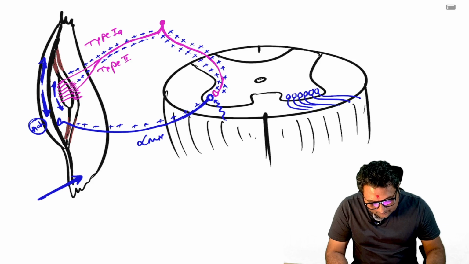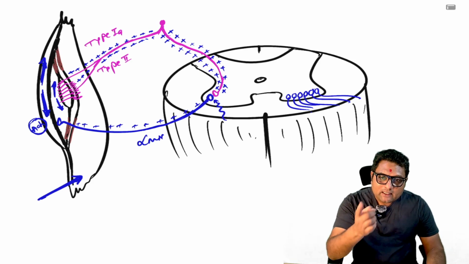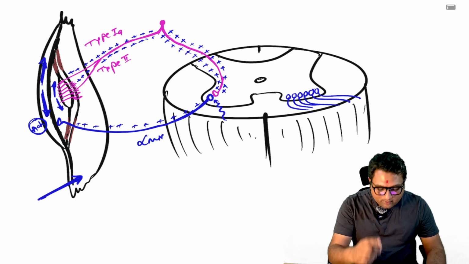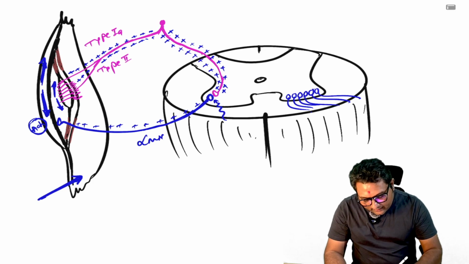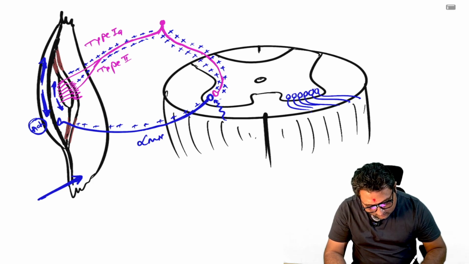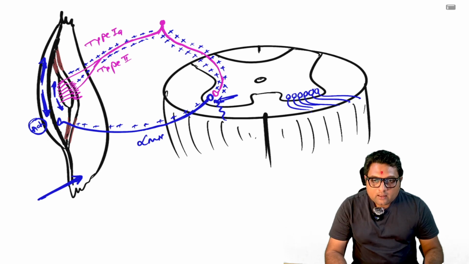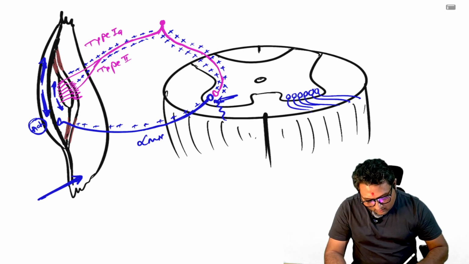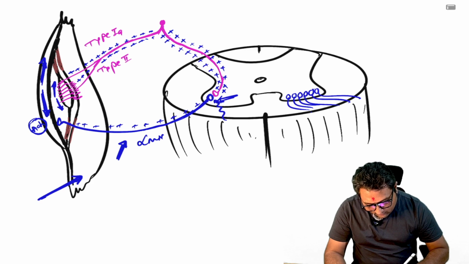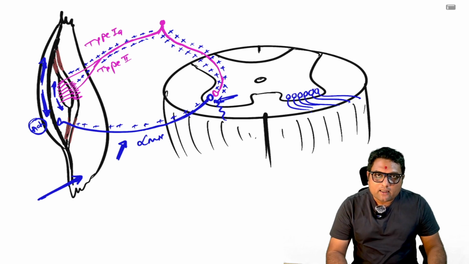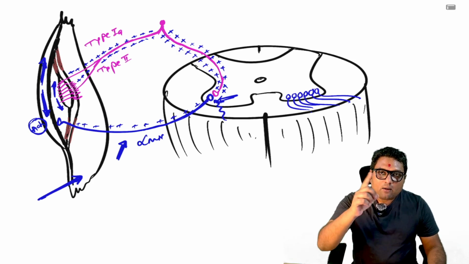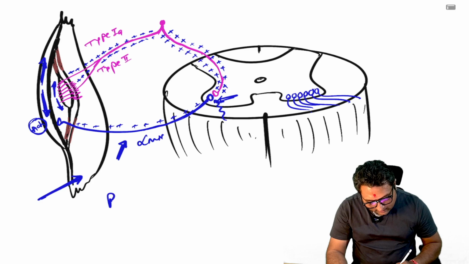So this is the basic structure: the afferent fibers, type 1 and type 2 fibers, the central integrating system, the efferent fibers, the alpha motor neuron, and the muscle itself. Muscle is called the effector organ. So these are the components of the reflex arc.